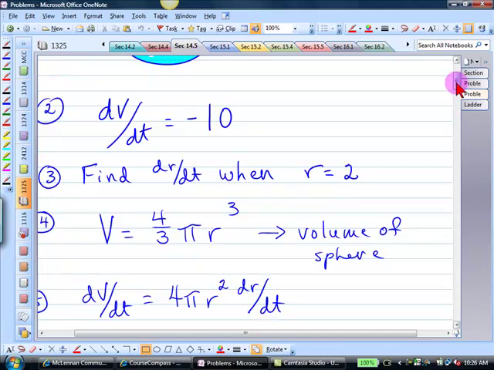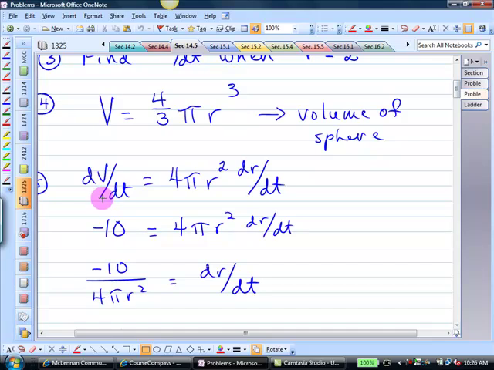Does everybody see that? Take the derivative of every piece. Then you look back at your given information. Didn't we say that dV dt was negative 10? So we're going to plug in negative 10 equals 4 pi r squared dr dt. What are we solving for? What are we trying to find? dr dt. So divide this stuff over here, and we've got dr dt.